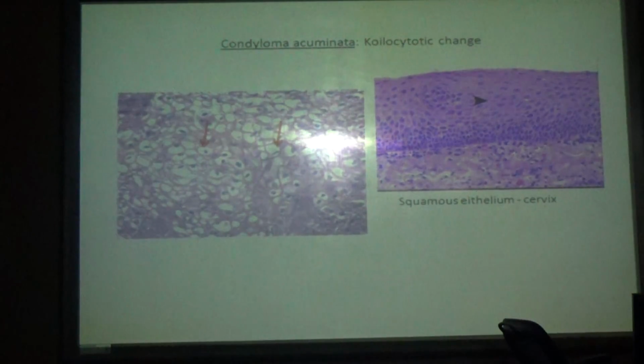So this coilocytotic change is nothing but what this arrow mark indicates. They are pre-malignant cells.